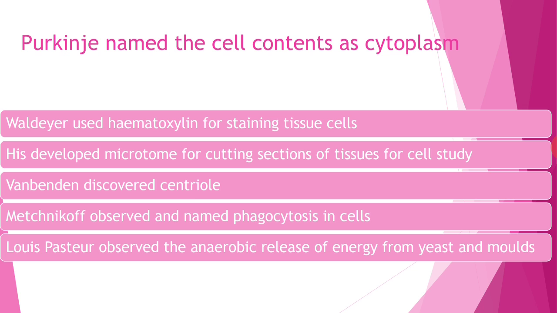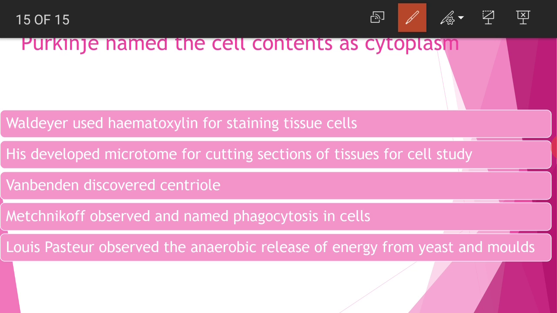So, Van Beneden discovered the centriole. We know pretty well that the centriole is the structure that is responsible for the generation of spindle fibers. And spindle fibers pull the chromosomes to the poles during cell division. Unless there are spindle fibers, cell division is not possible. And spindle fibers are generated by the centriole.